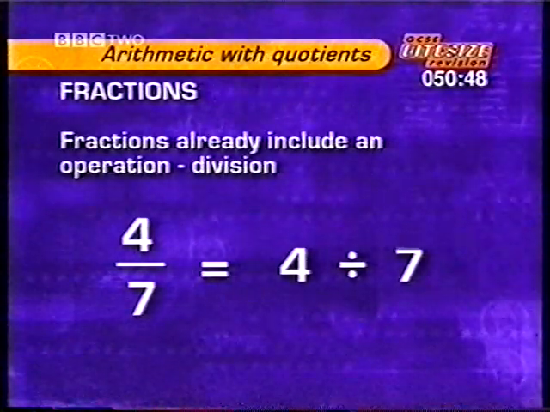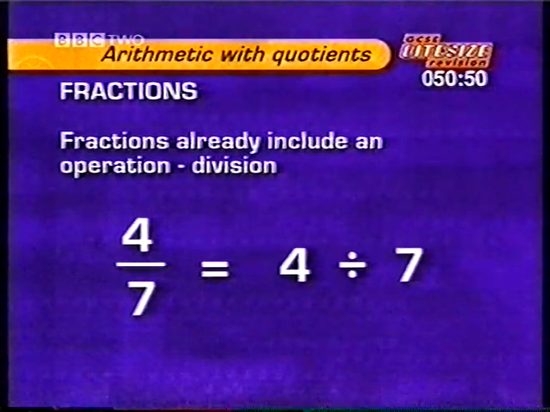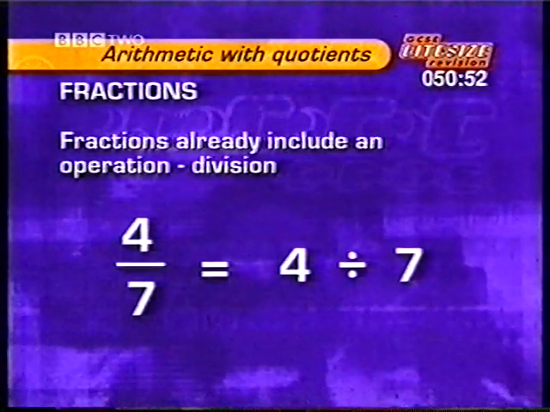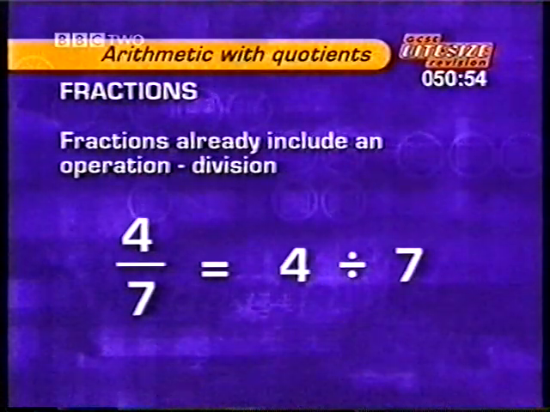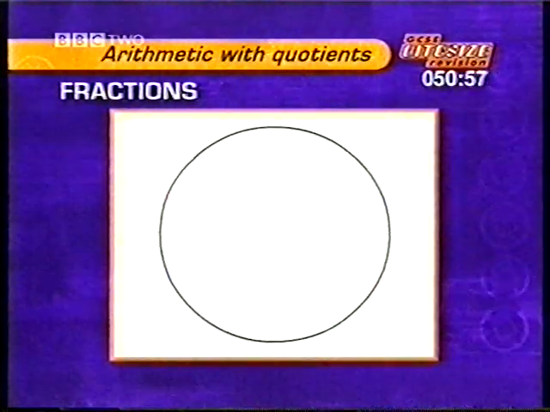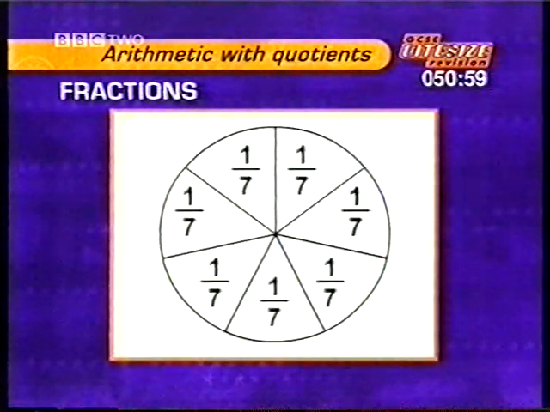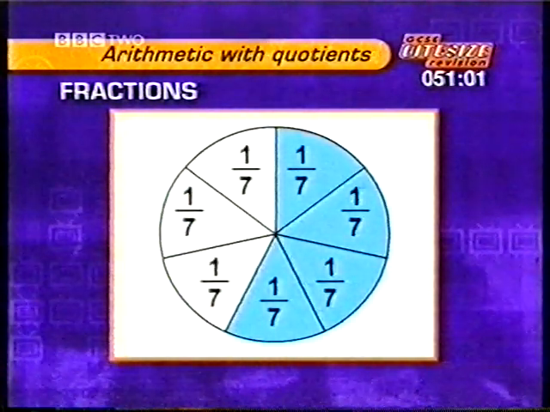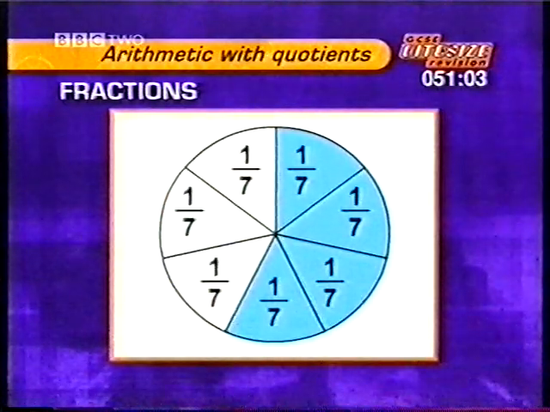4/7 is already 4 divided by 7, and we write it as the fraction 4 over 7. We can also describe 4/7 as the number of parts a whole is divided into. This whole is divided into 7 parts, and we have 4 of them.